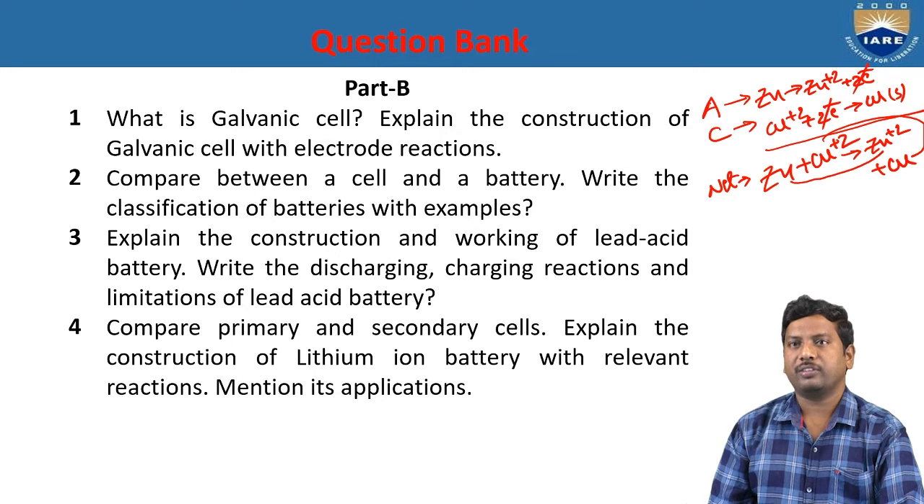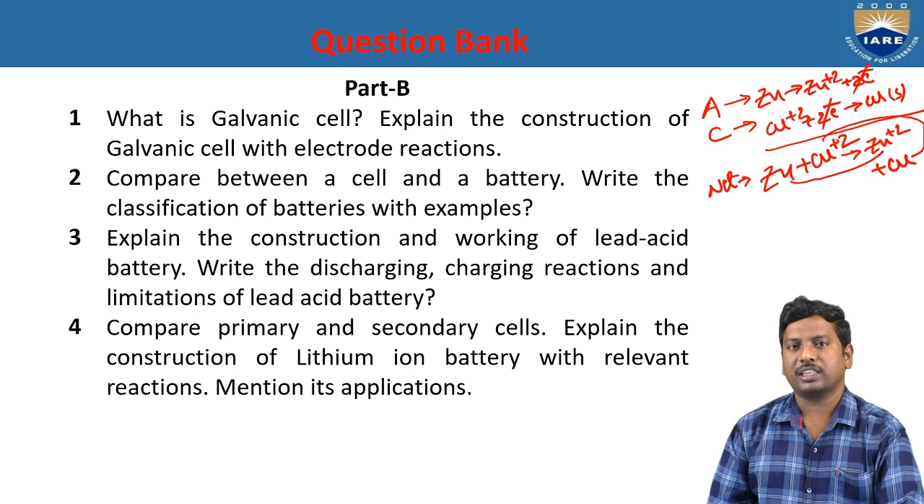Compare a cell and a battery. Write the classification of batteries with examples. First of all, a cell is either an electrochemical cell or an electrolytic cell, which involves both forward and backward reactions. In the case of batteries, they can be classified into primary cells and secondary cells. Primary cells involve only the forward reaction, that means chemical energy converts to electrical energy.